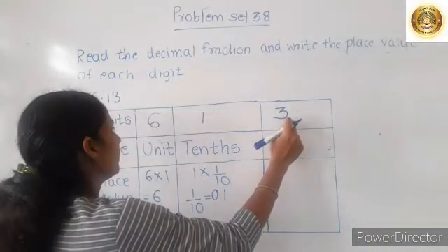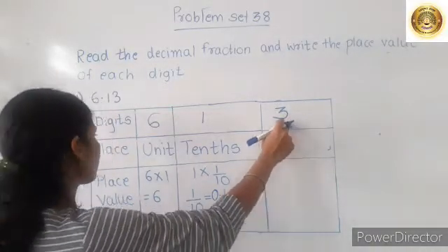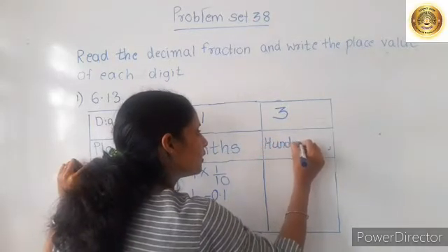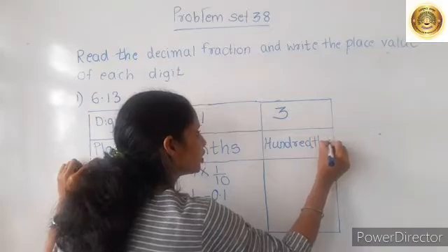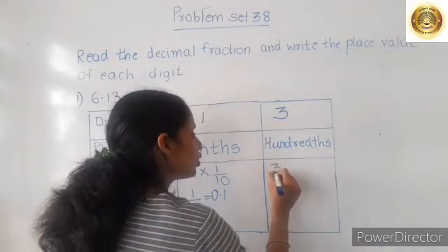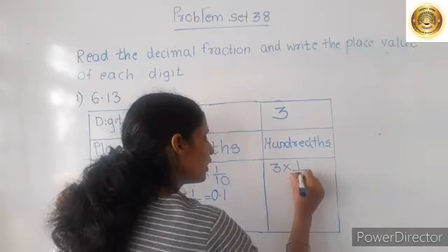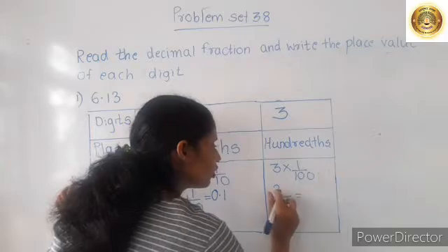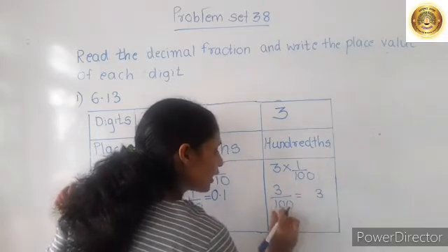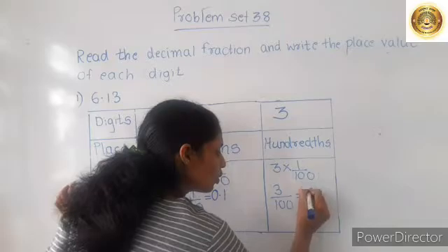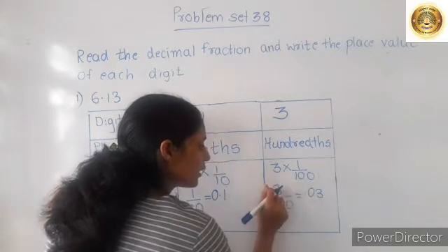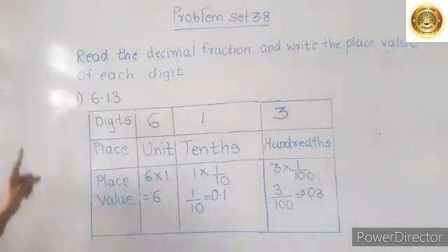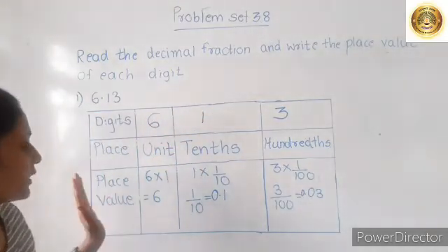Now we have to find the place value of 3. So the place is hundredths. So how will we write? 3 into 1 upon 100, that is 3 upon 100, that is equal to, the numerator you will write here. Now there are 2 zeros. So 1, 2, point. Now in this there is no other digit. So 0.03. In this way you will write your answer.